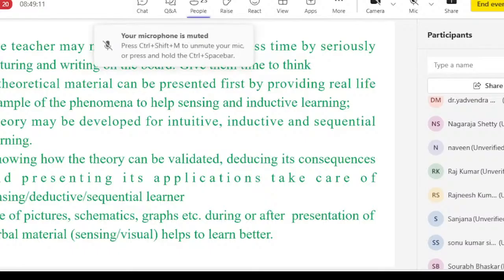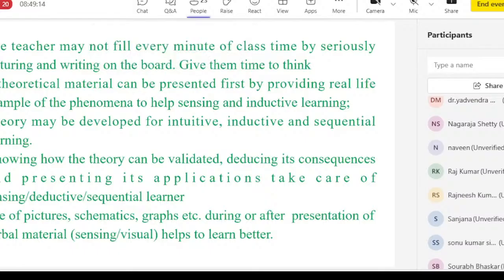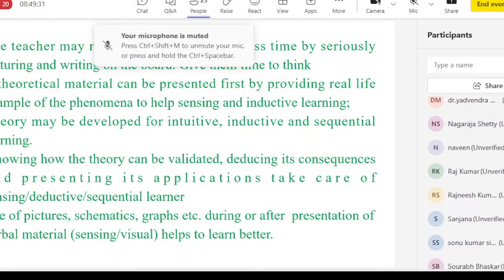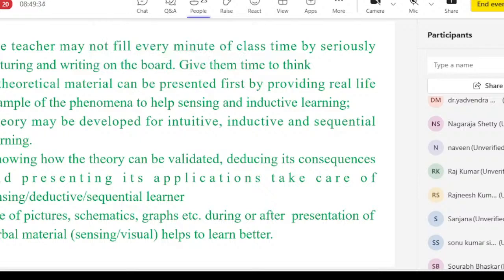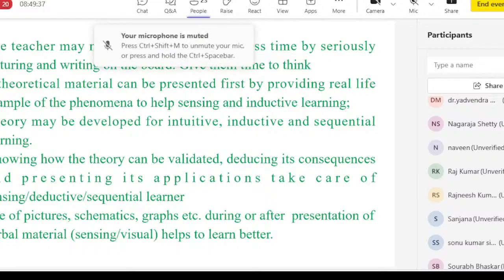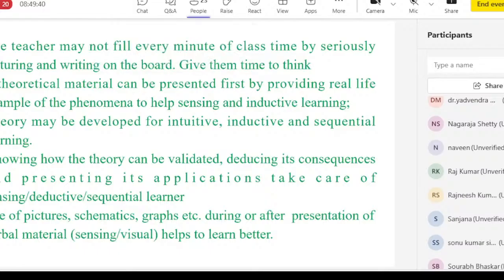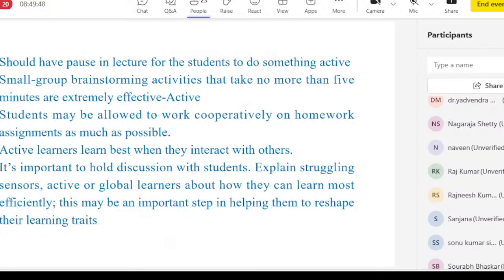Now, if teachers go on seriously lecturing, then they will miss many things. So therefore, the theory may be developed for the intuitive, inductive, and sequential learners, whereas showing how the theory can be validated, deducing its consequences and presenting it suits the deductive or sensory learners and the sequential learners. So you have to create a balance so that every component is there in your pedagogy. The teachers have to understand this principle.